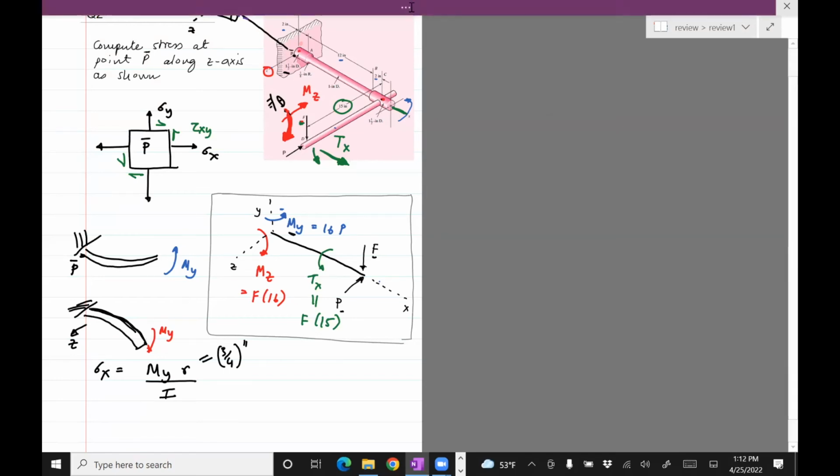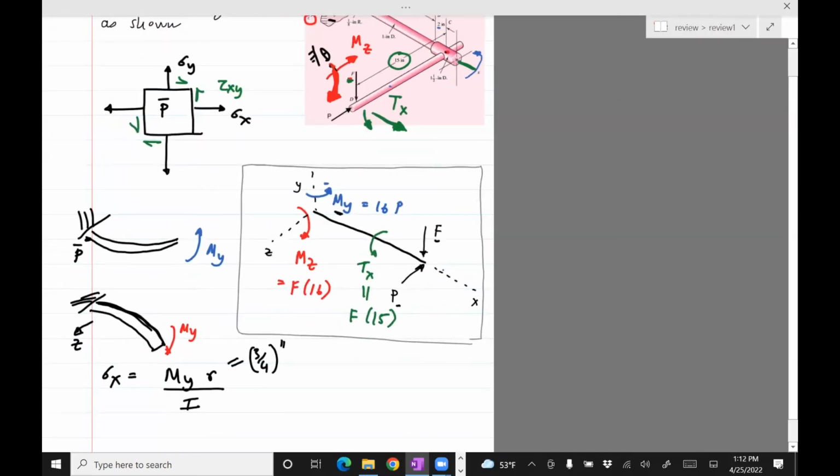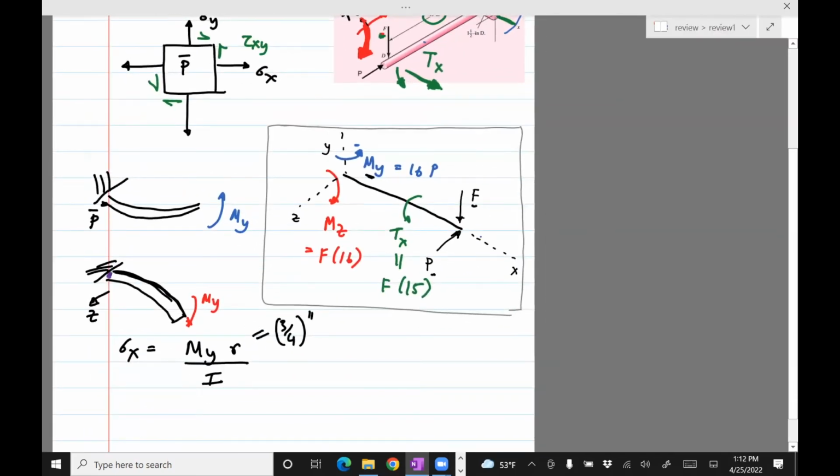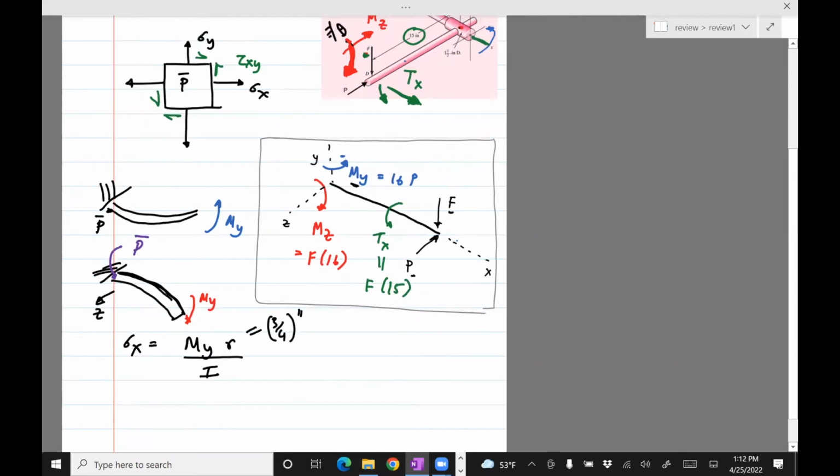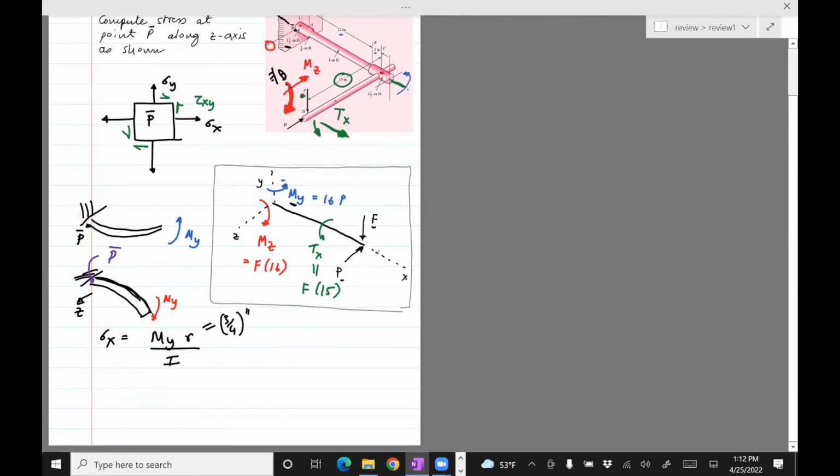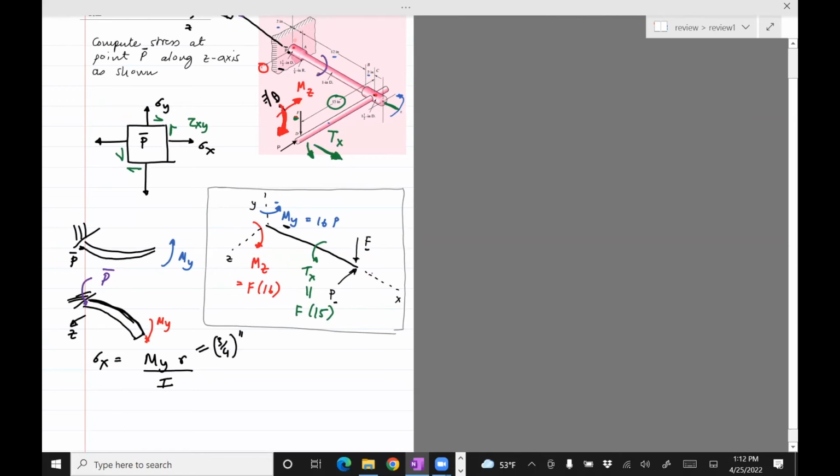Okay, where's P? P is right in the middle, right here. Okay, so P lies on the neutral axis. Or you can see it over here. If you bend it this way, then P is on the neutral axis. So My doesn't contribute, sorry, Mz doesn't contribute towards the stress.